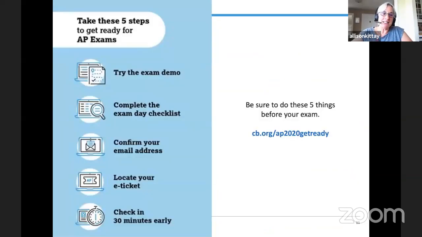Okay, so I need to give you just a couple of items for homework. So first of all, if you go to cb.org/AP2020 Get Ready, there are 5 things that you can do to get ready before your exam. Try the demo, and I gave that to you for homework last night, and I'll remind you where to find that in the next slide.